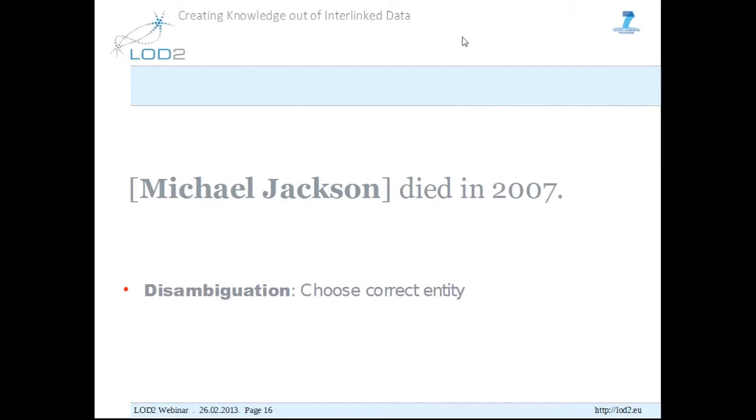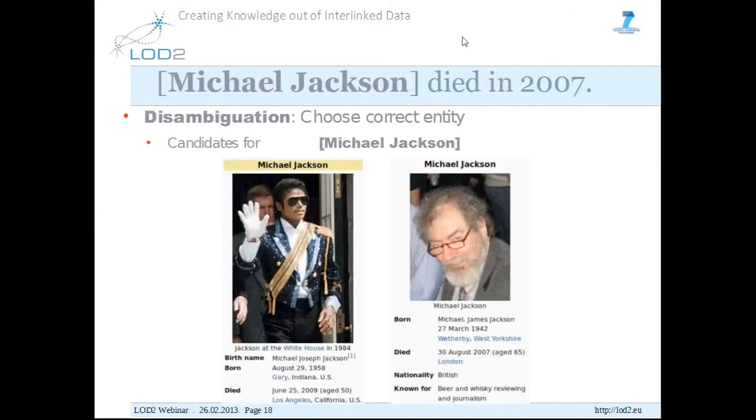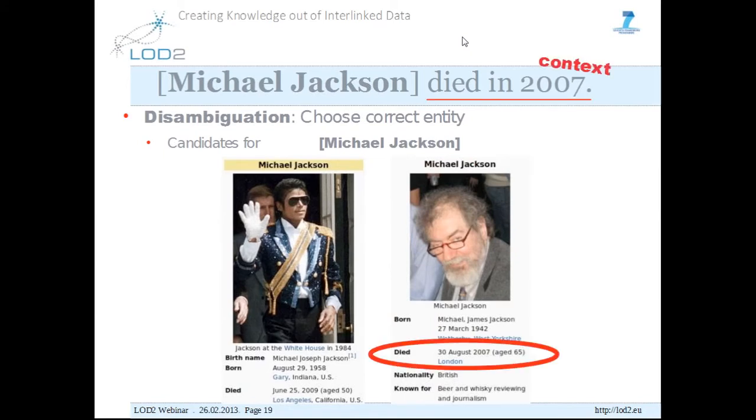The second thing we need to do is then to choose the correct entity that is being talked about in this sentence. So for the candidates for Michael Jackson, for example, I'll pick two here: Michael Jackson, the king of pop, and Michael Jackson, a reporter, a journalist. The context here is that he died in 2007.